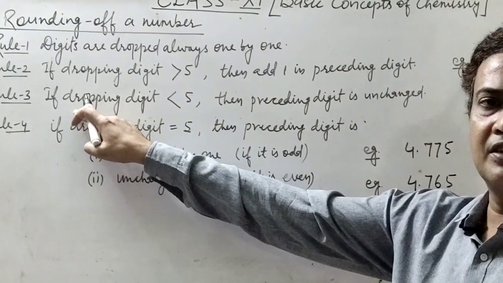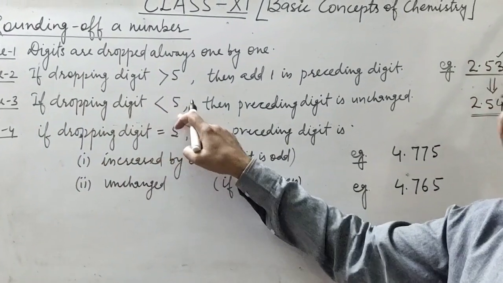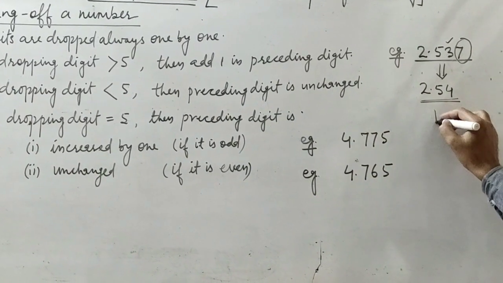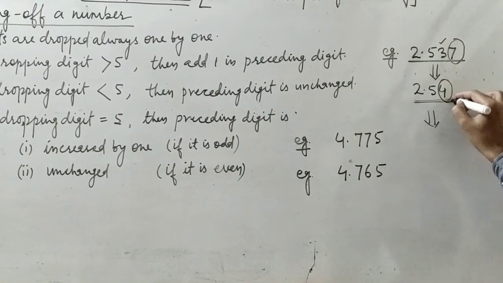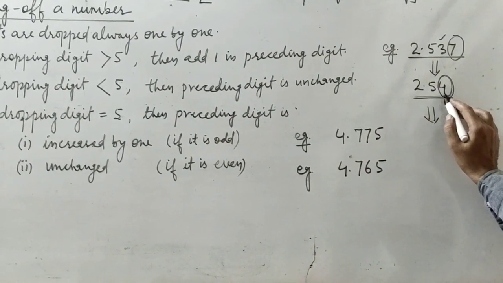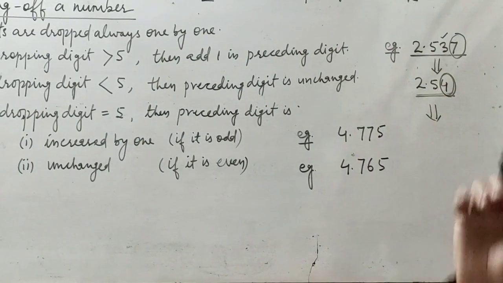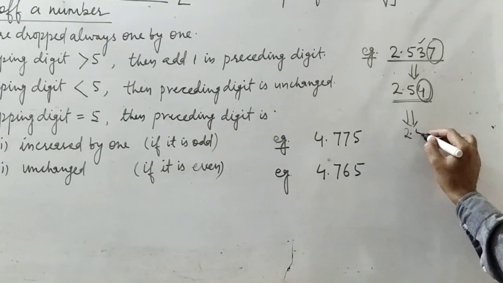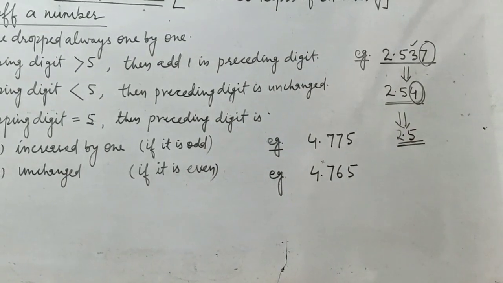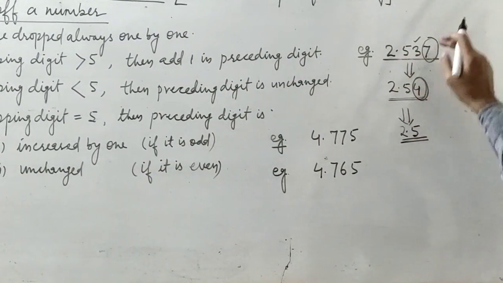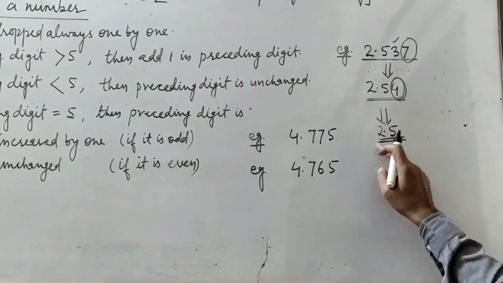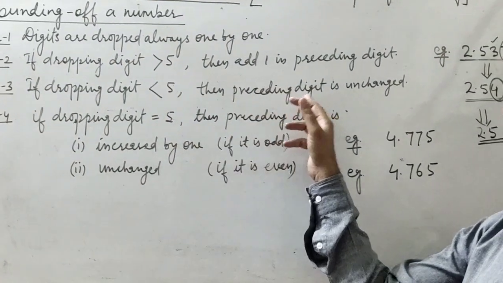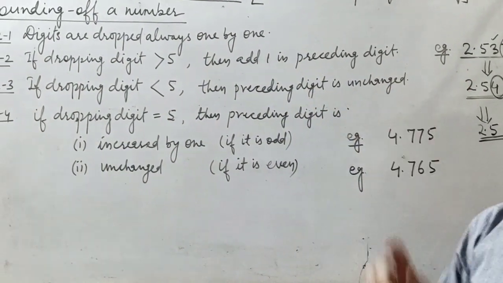Third rule, if the dropping digit is less than 5, then the preceding digit is unchanged. Again, if you have to drop 4 from this number 2.54, it is less than 5, so the next digit remains unchanged. It comes out to be 2.5. So 2.537 after dropping these two digits gives the result 2.5. If the dropping digit is less than 5, then the preceding digit remains unchanged.